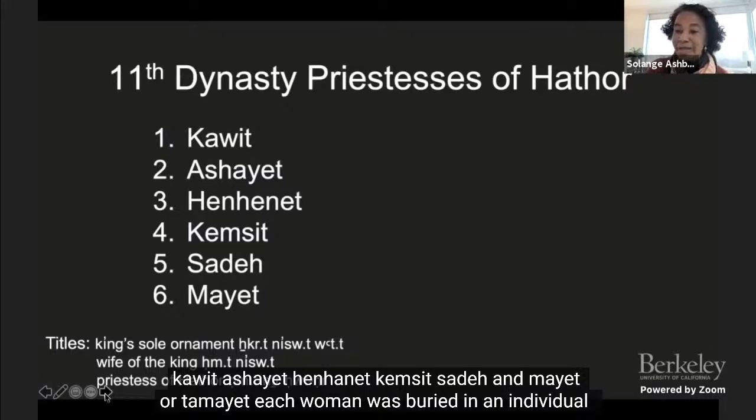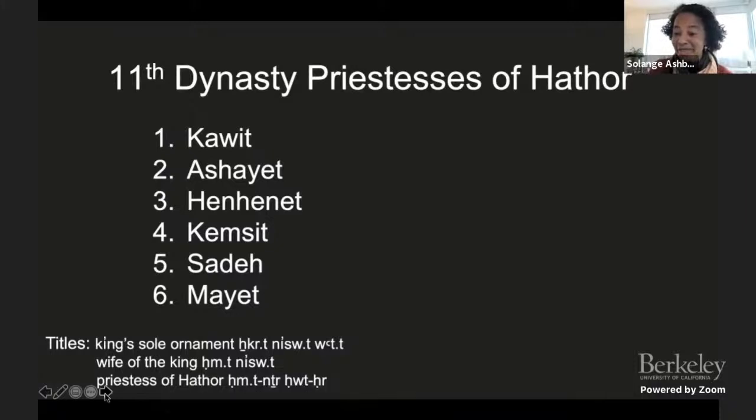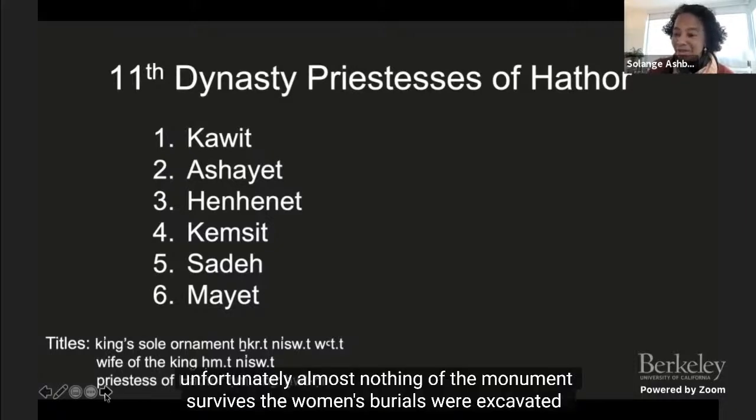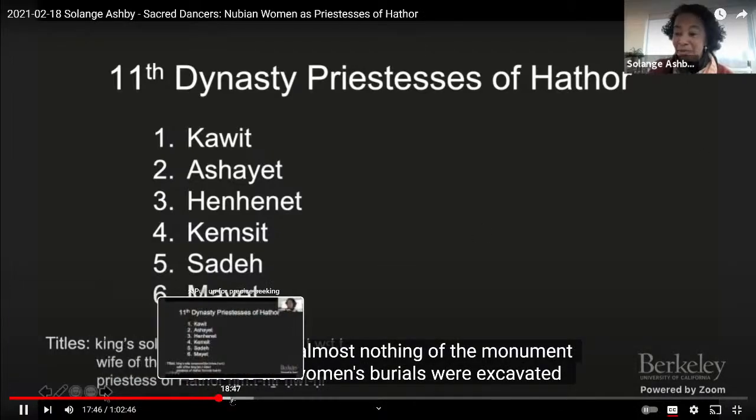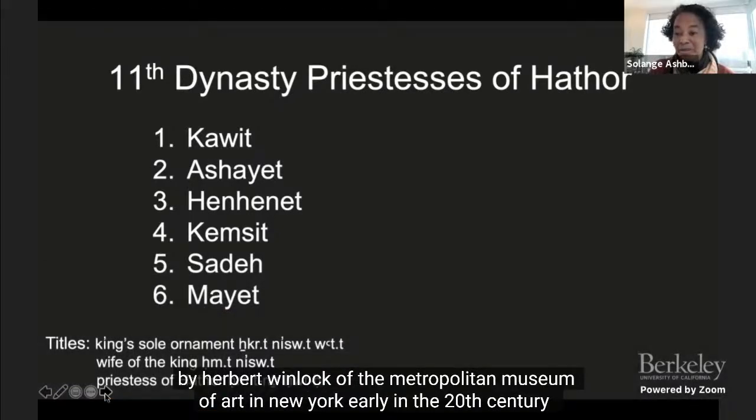Each woman was buried in an individual shrine located along the rear ambulatory of Mentuhotep II's funerary monument in Deir el-Bakri. Unfortunately, almost nothing of the monument survives. The women's burials were excavated by Herbert Winlock of the Metropolitan Museum of Art in New York early in the 20th century.